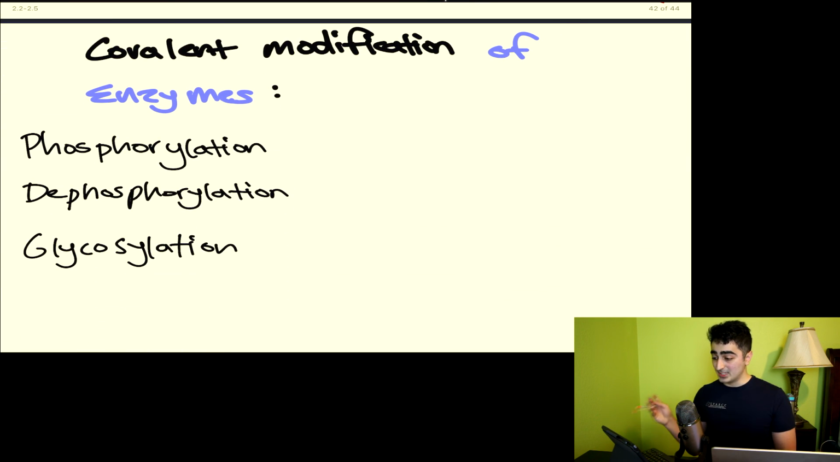There's covalent modification of enzymes. We can phosphorylate enzymes. We can dephosphorylate enzymes. We can glycosylate enzymes. Glycosylation is basically adding a carbohydrate molecule to the protein, to the enzyme. Phosphorylation is adding a phosphate molecule, and dephosphorylation is taking off a phosphate molecule. Now, how phosphorylation and dephosphorylation affect the activity of an enzyme is determined experimentally. You can't determine it by knowing a rule of thumb. Sometimes phosphorylation means activate. Sometimes phosphorylation means deactivate.